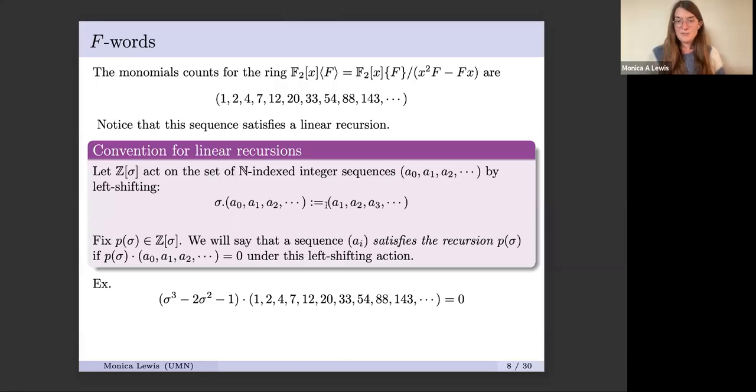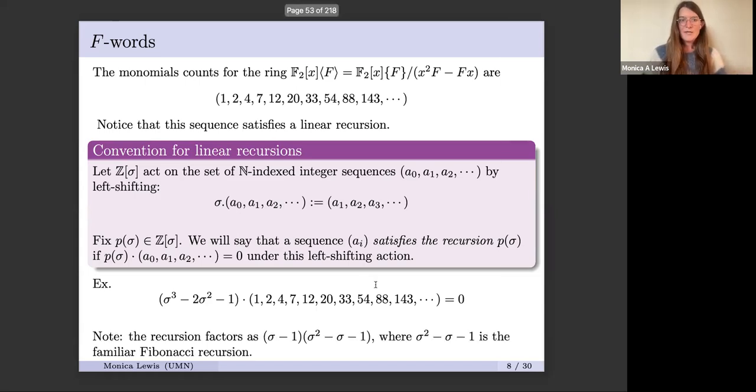So the recursion that we were describing is sigma cubed minus 2 sigma squared minus 1. If you shift to the left 3 times and then subtract off twice the double shift left minus the original sequence, you get exactly the 0 sequence. Note, by the way, that using this polynomial convention, we can notice some fun structural properties. This recursion turns out to factor as sigma minus 1 times the Fibonacci recursion, which is kind of neat.